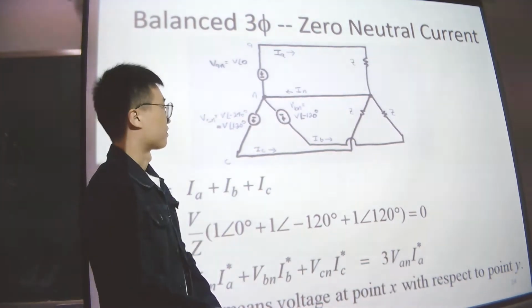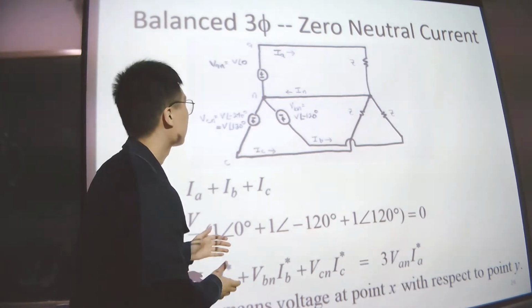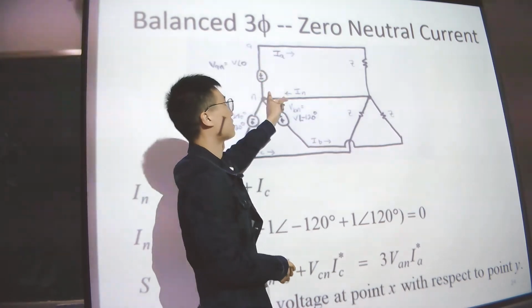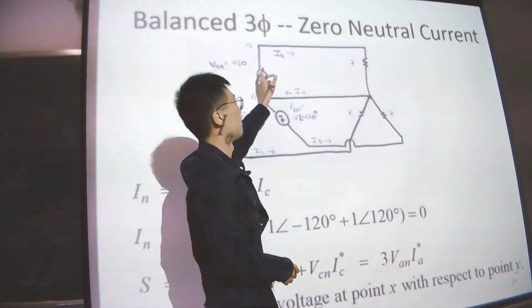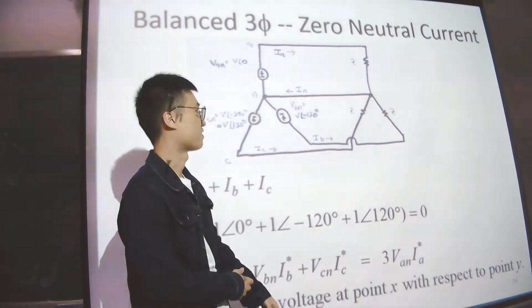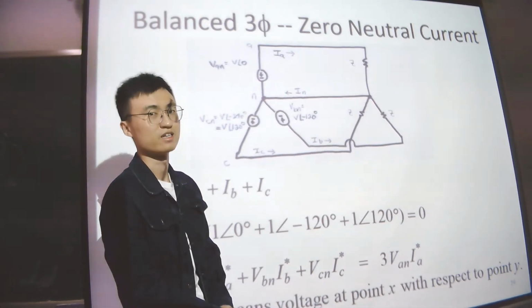So in the Y connection system, you can see the source current is equal to the phase current, and also equal to the line current, right? Because there are no other branches here.